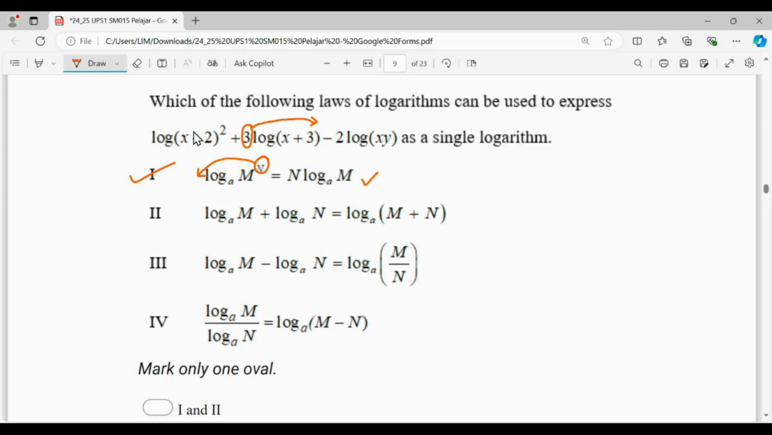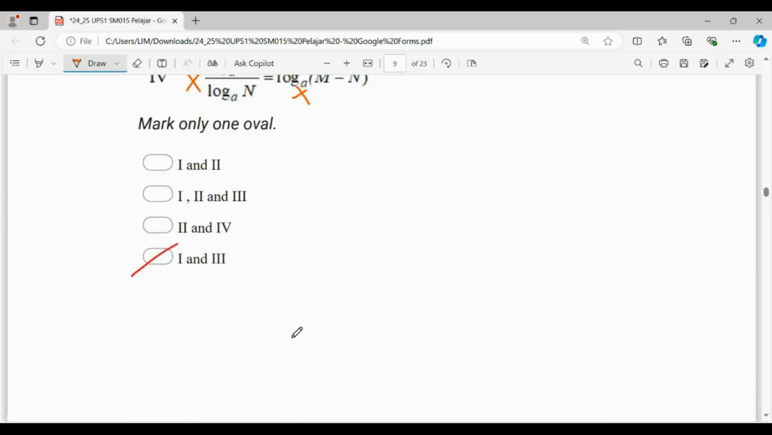And then log with log, plus and minus, we can make it a single logarithm. So log plus log, the items will be multiplied. Log minus log, the items will be divided. Log divided by log cannot be simplified to get 1 log here. So the laws of logarithm that hold are 1 and 3. So here we have our option.